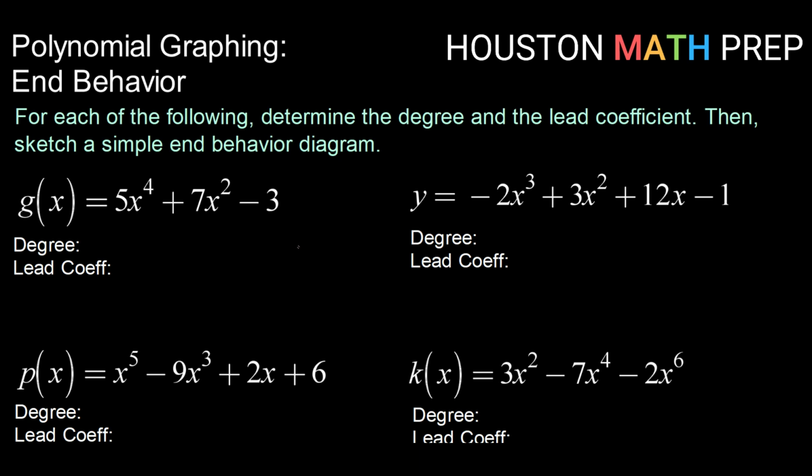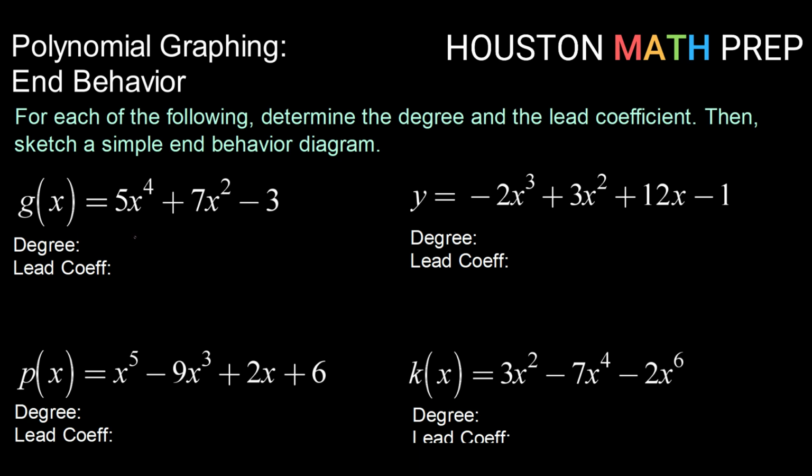In this video, we're going to look at some examples of identifying polynomial end behavior from a polynomial equation. So for each of the following equations shown here, we're going to determine the degree and the lead coefficient. We'll then use that information to sketch a simple end behavior diagram. So let's begin here with g of x.